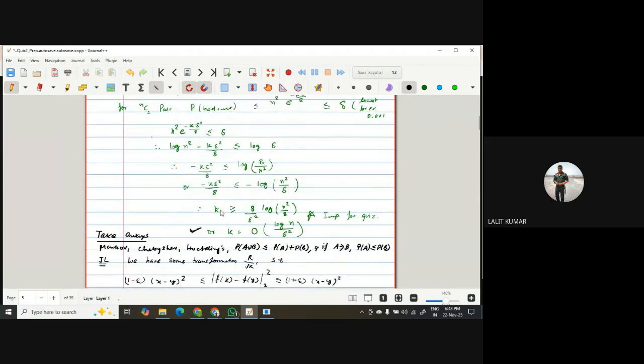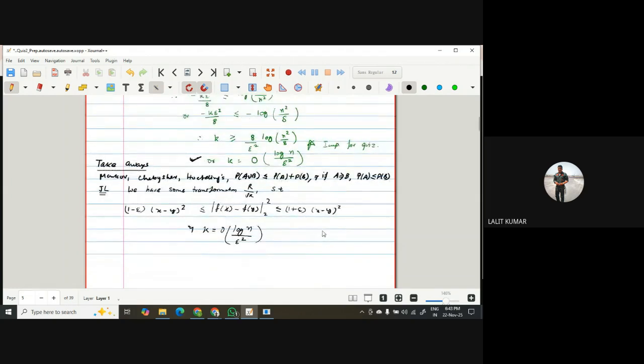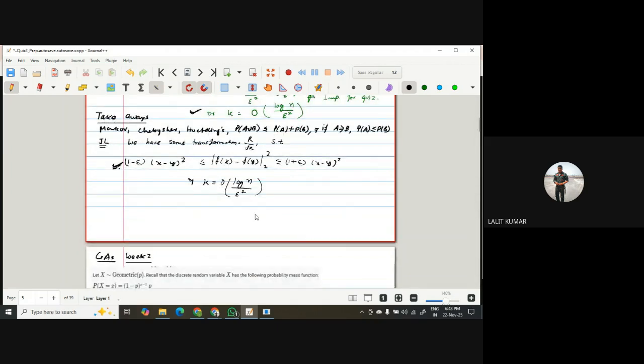So there is a long proof why this is O(log n / epsilon²). We just have to remember this. The main key takeaways from week 1 to week 2 are Markov's, Chebyshev's, Hoeffding's inequalities. P(A ∪ B) is less than or equal to P(A) + P(B). If A implies B, then P(A) is less than or equal to P(B). And for the JL lemma, we carry out a transformation by multiplying by R by root k, and we get this bound. There can be some questions, which we will see in the GA.